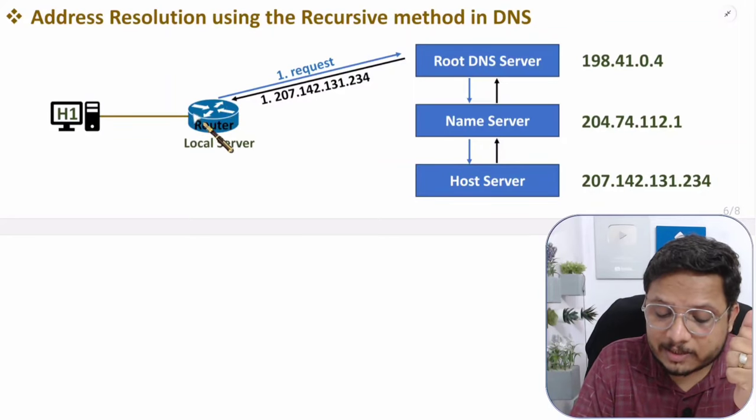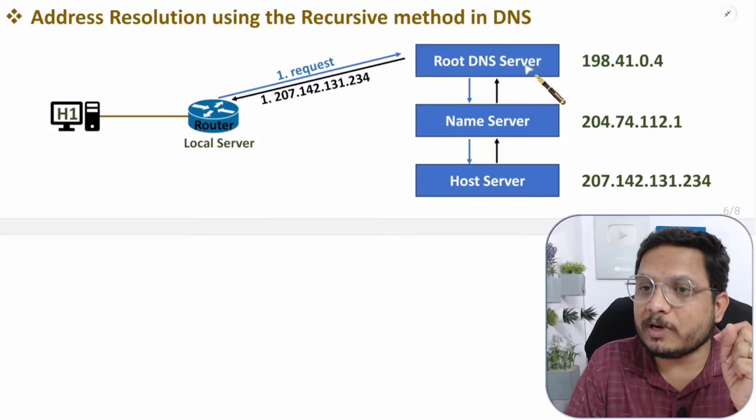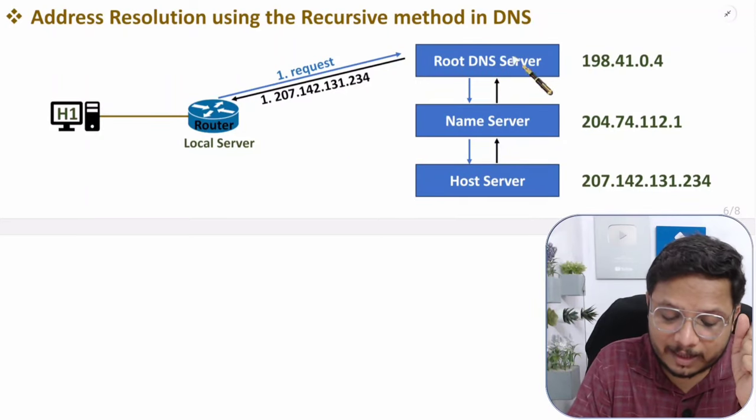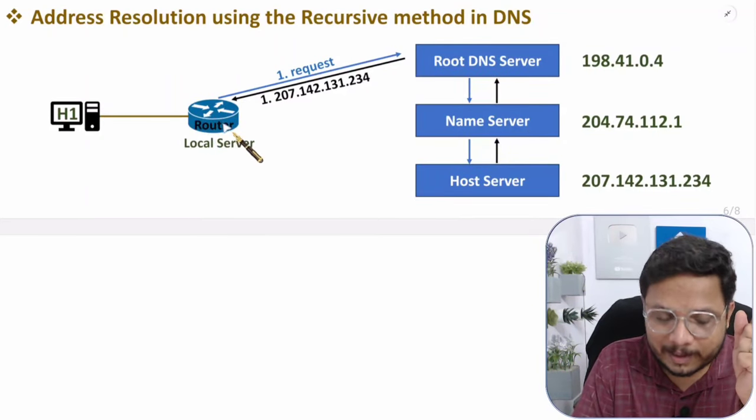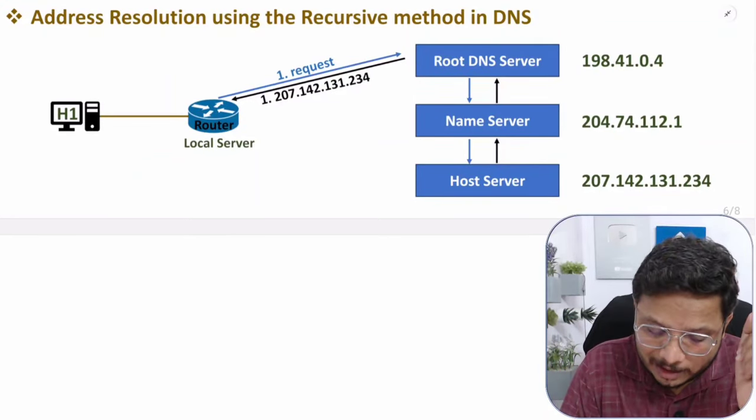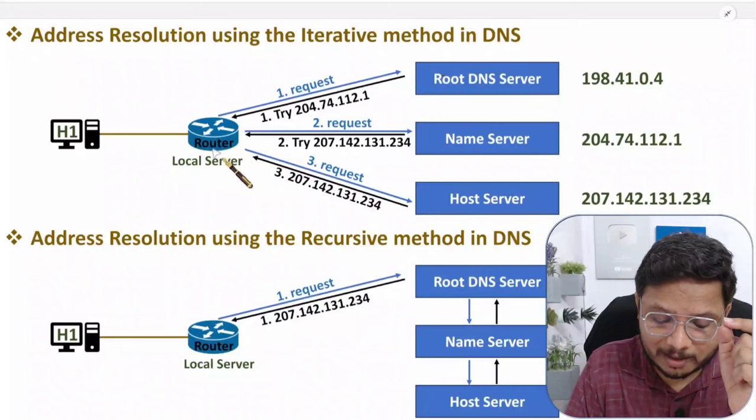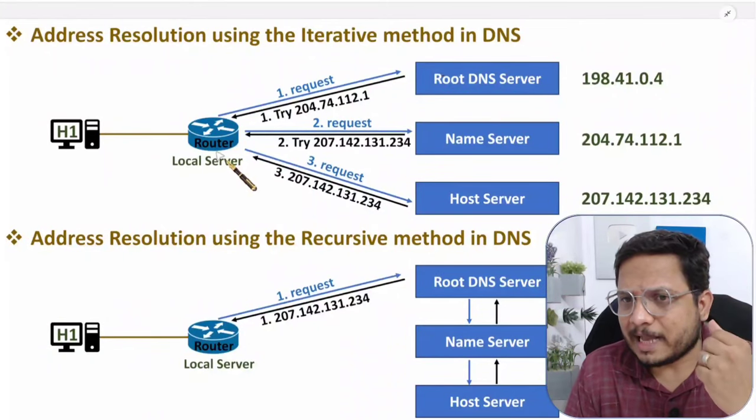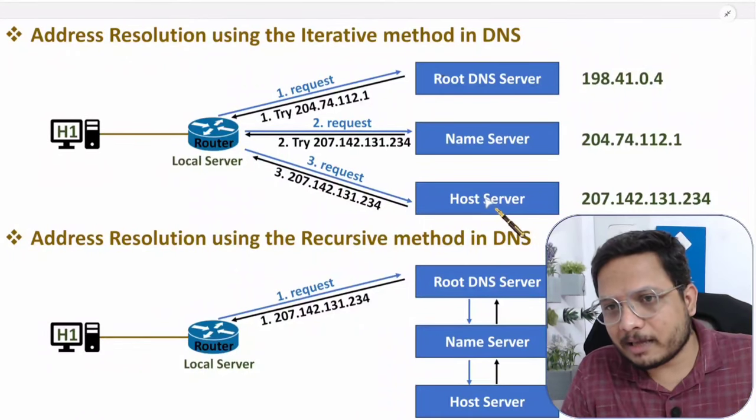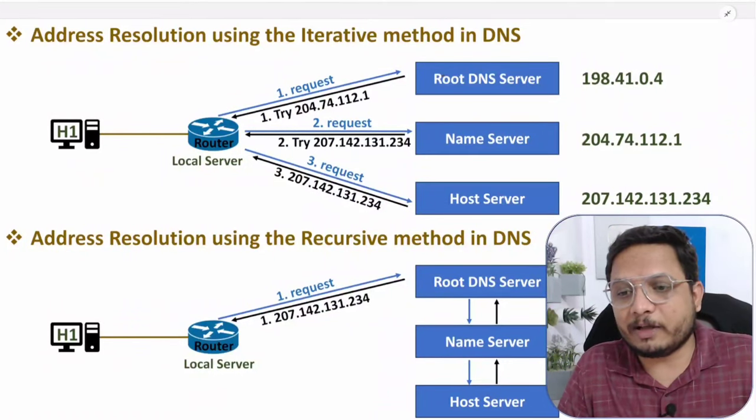So here the local server is not doing iterations like this. The local server is just asking the root DNS server. The root DNS server is approaching in this hierarchy, taking that IP from the host server and giving it to this local server. Now this local server will give it to this host, right? So this is the recursive method, right? In the recursive method, the local server will approach once only, while in the iterative method, the local server will approach many times. That depends on how many iterations are happening. Here I have shown you a three level hierarchy, right? There can be a five level hierarchy, obviously that is always possible in the iterative method.